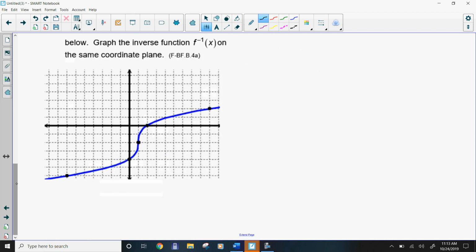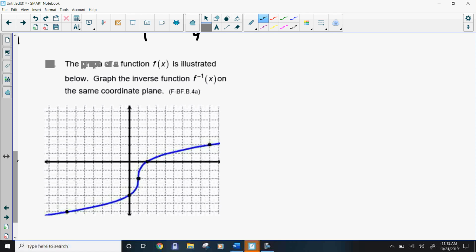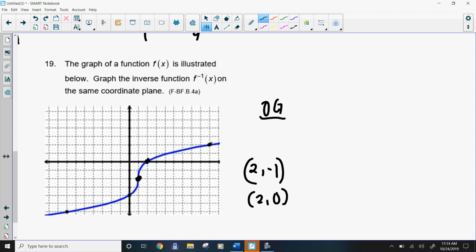Number 19 is find the inverse function. So to find the inverse, you need to know the original points. So this one right here, I'm going to kind of put that in the middle. It's 2, negative 1. And then this one right here is at 2, 0. And then this one way over here is at 1, 2, 3, 4, 5, 6, 7, 8, 9. It's going to be at 9, 2.